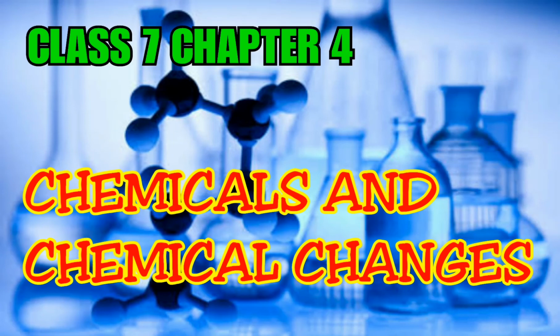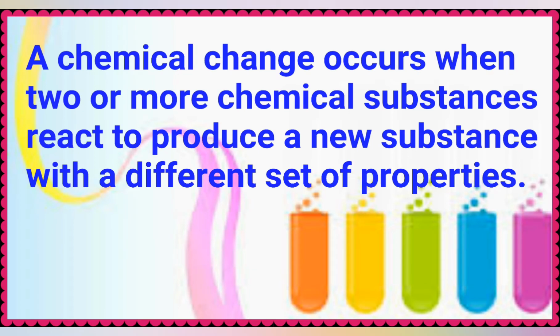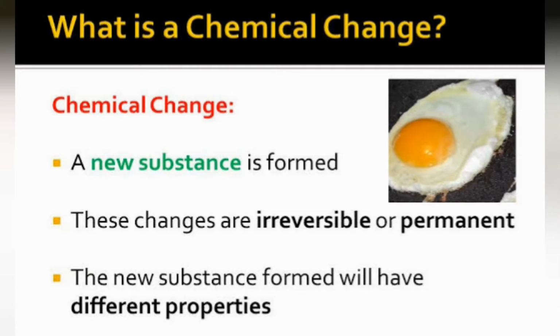We are learning Chapter 4 Chemicals and Chemical Changes. In this video, we are going to learn about chemical changes. Last year, we studied chemical and physical changes. We know that chemical change occurs when two or more chemical substances react to produce a new substance with a different set of properties. Chemical changes are permanent and they are irreversible.